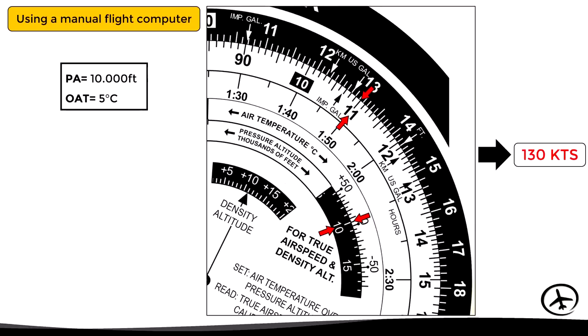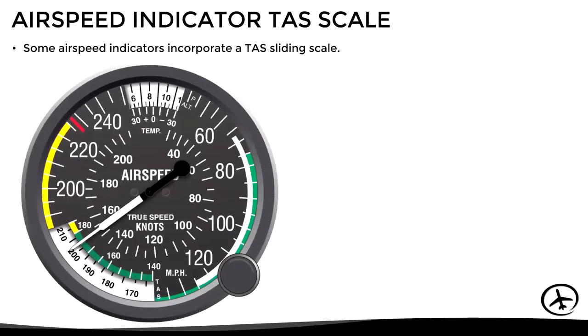Now, apart from these two methods, there is one more that can be used while flying, and it is by means of the true airspeed scale of the airspeed indicator. As we can see, some instruments include a sliding true airspeed scale incorporated, so let's see how it's used.